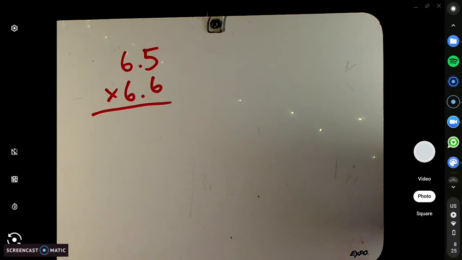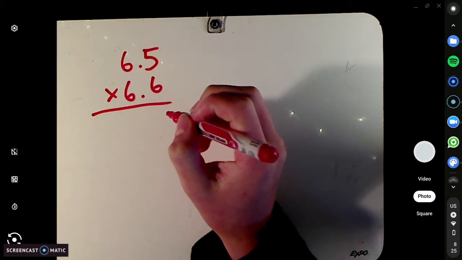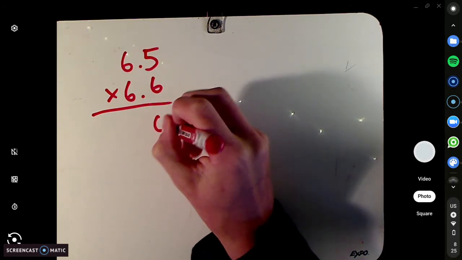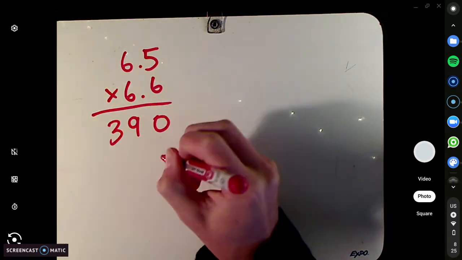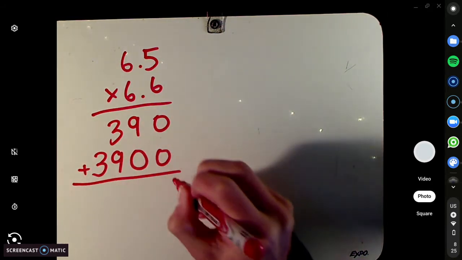Now here's another practice problem. This one is on your sheet. I'd like you to do it along with me, okay? You can pause if you need more time to do the multiplication. I know I'm doing this multiplication very fast. Now we add.